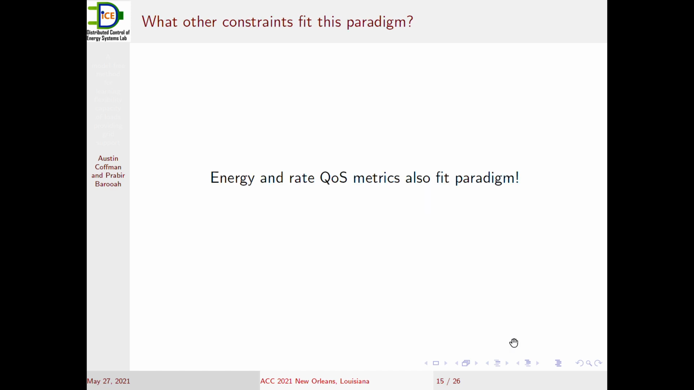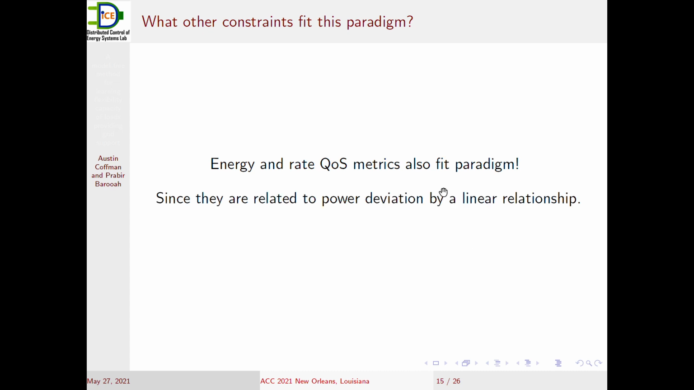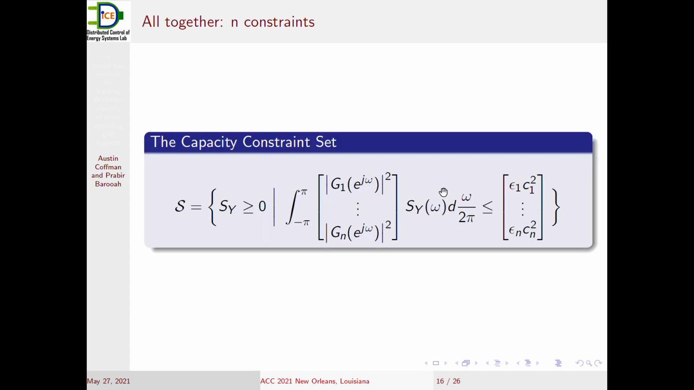And so, what could Z1 be? Well, it could be the energy consumption of the flexible load. It could be the difference, so a rate constraint, or a state of charge. So anything that's related to the power consumption by a linear relationship. And so we could put all n of those constraints together to get our constraint set, which is a bunch of linear inequality constraints on the spectral density SY.